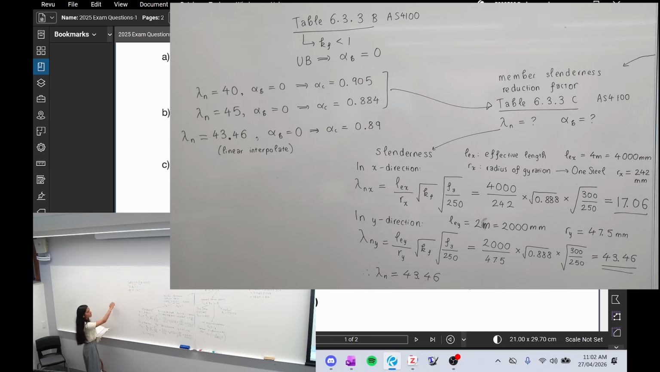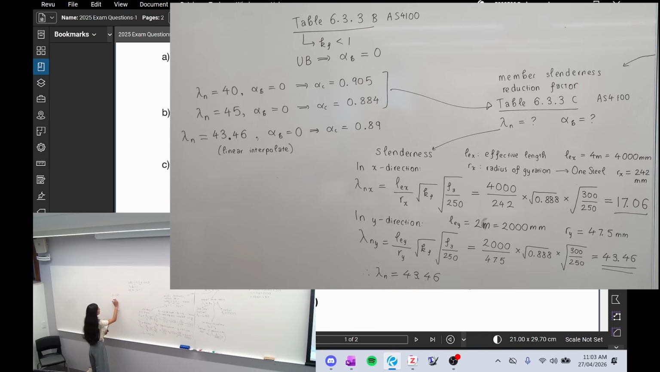Now we have our alpha b and we have our slenderness. So we want to put them together and figure out what our alpha c is going to be. But the problem is this table 6.3.3c only gives you values for very specific values of the slenderness and the alpha. Our slenderness here is a weird number, it's 43.46. So in this case you can't just round it and hope for the best.